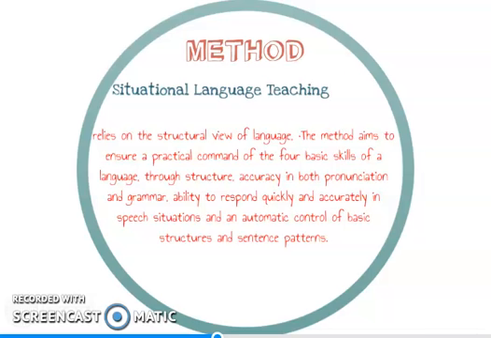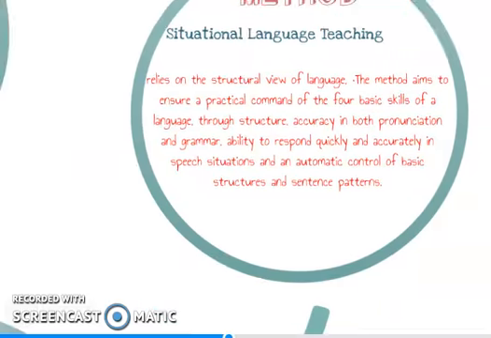Method. For example, situational language teaching relies on the structural view of language. The method aims to ensure practical command of the four basic skills of a language through structure, accuracy in both pronunciation and grammar, ability to respond quickly and accurately in speech situations, and an automatic control of basic structures and sentence patterns.